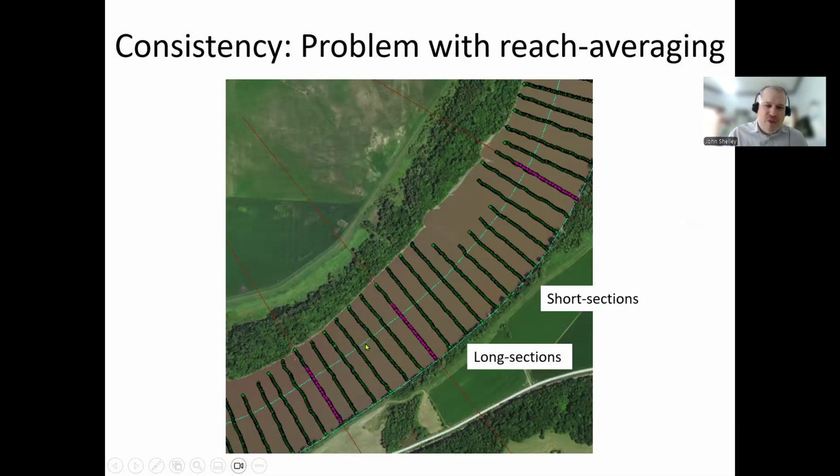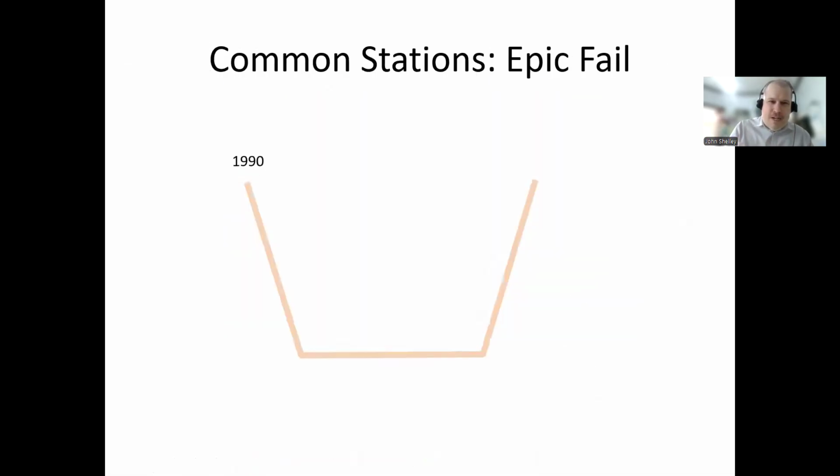Okay, the next thing is if you are consistent doing something like this, it can be a problem when your cross sections are very different from location to location. For instance, looking at the green cross sections, some of them are very long, and in other places they're very short. And so the bed change values you get at a long cross section that's covering a different part of the channel may be different than what you get covering a smaller part of the channel. So if you're going to average over reaches, it's better if your cross sections can be consistent in their widths as well.